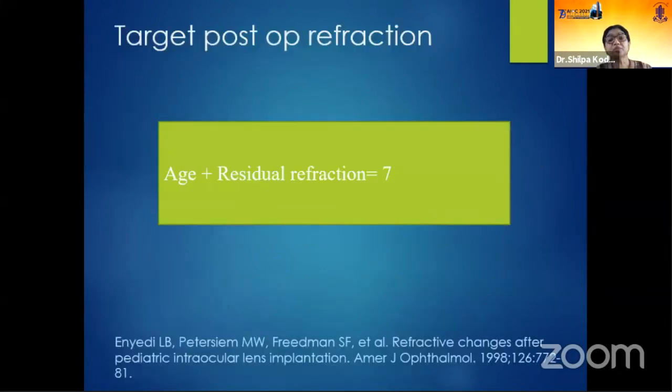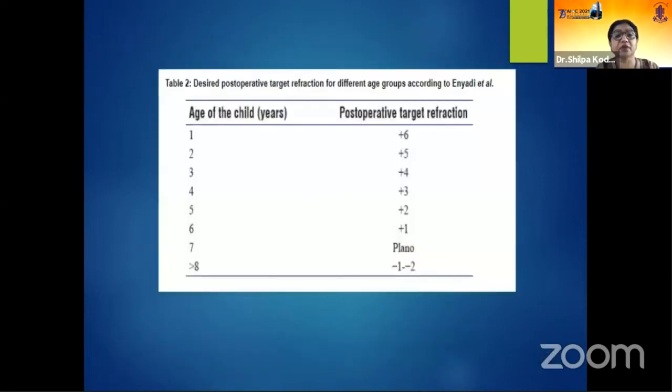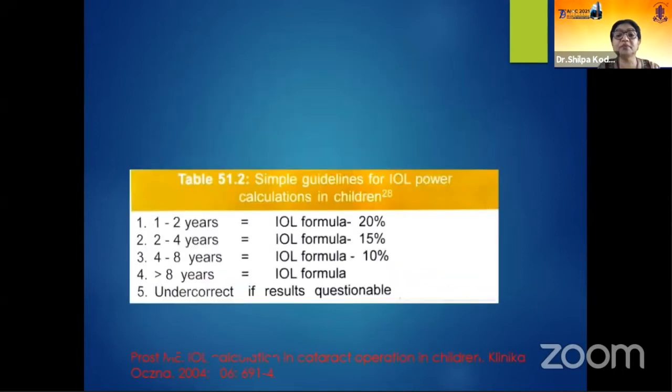So now the target postoperative refraction, it has been seen in a lot of studies, and one of the main studies done by Enyedi, that you calculate as age plus the residual refraction is equal to 7. So if you look at this, at the age of 1, you should have a target postoperative refraction of +6. And similarly, 2 + 5, 3 + 4. So it goes to 7. The sum of the two will be 7.